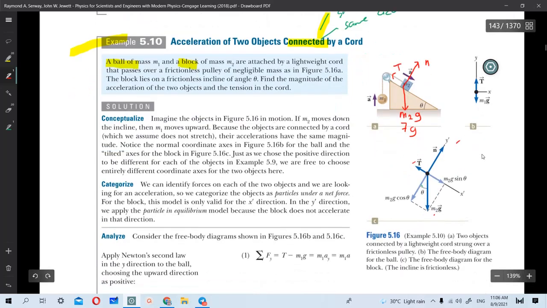Now, however, why did we open up the components? Because of the acceleration, because of the motion. Acceleration is occurring here. Since it's occurring along the incline, you can assume that the incline is the x component, and perpendicular to the incline is the y component. So such and such.